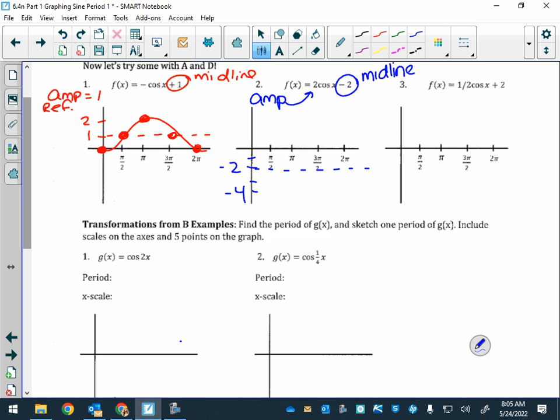So, where am I starting? 0, -2, or 4? -4. 0, excellent. Pi over 2, where would I be? -2. Pi, 3 pi over 2, 2, and then 2 pi. Good, thanks. Awesome. Questions, comments, concerns? Same thing as what we did last class. However, we're starting at a different place.